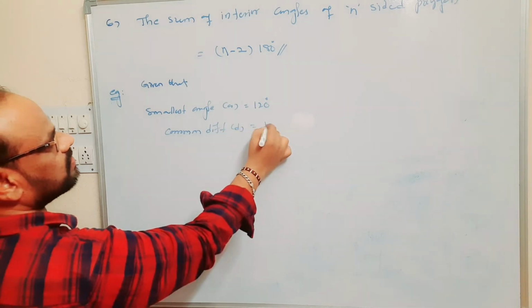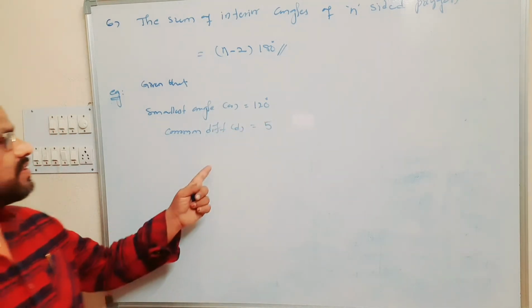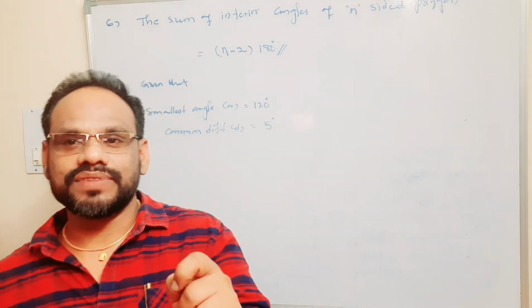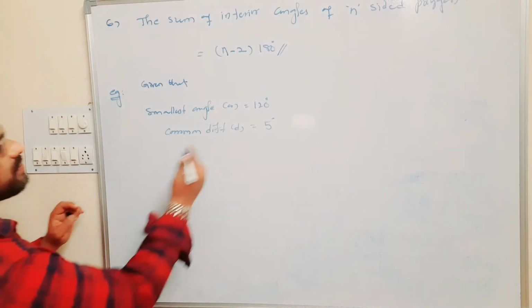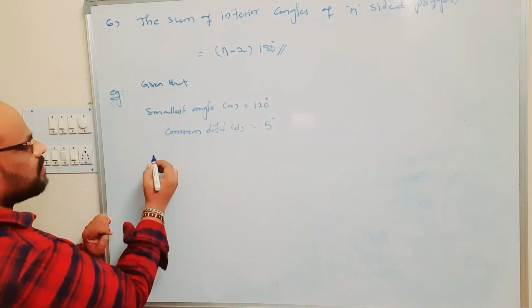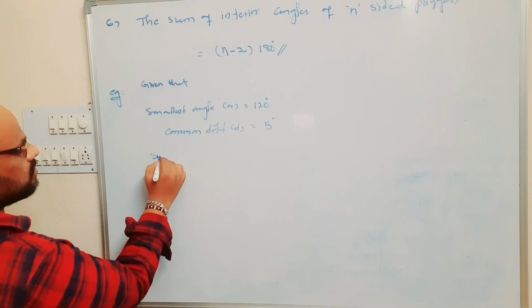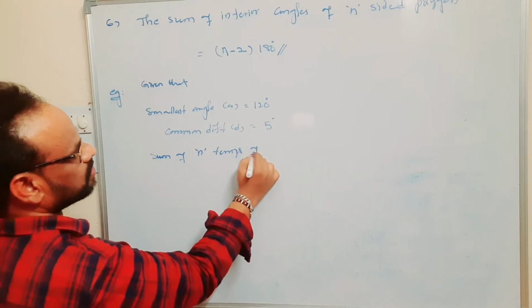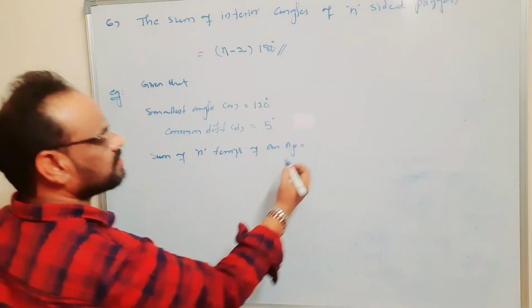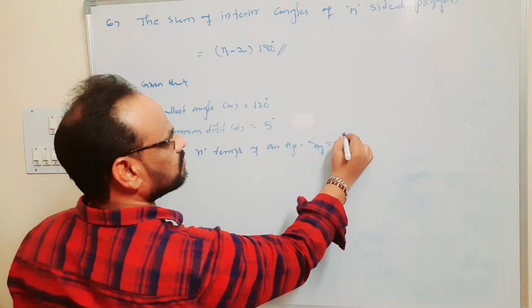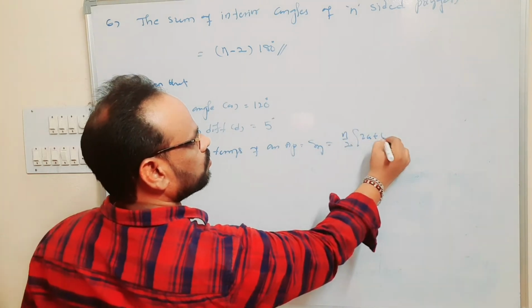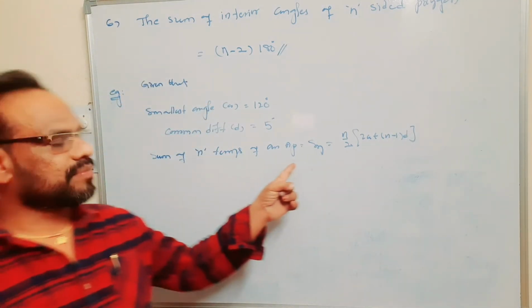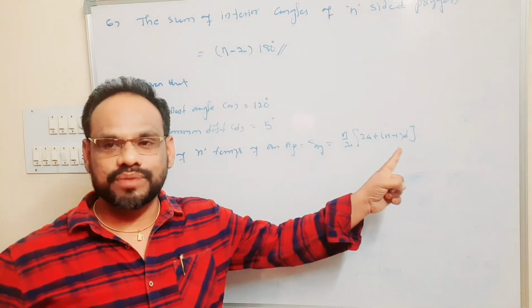Common difference d is equal to 5 degrees. Then find the number of sides of the polygon. We know that the sum of n terms of an arithmetic progression, Sn, is equal to n by 2 into 2a plus n minus 1 into d.